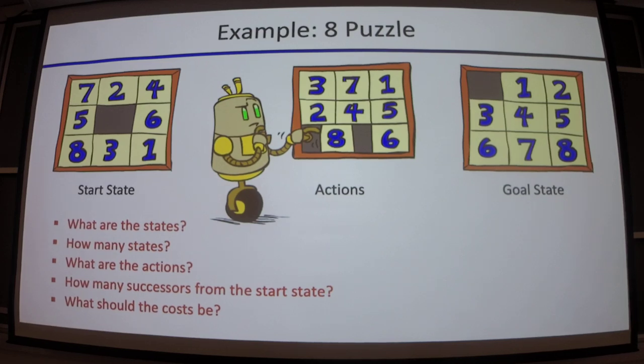What are the states? What would be a good abstraction for the states here? Just some instance of the board, right? Some setting, right? How many states are there? A lot. Yeah, a bunch. I'll leave you to compute the actual amount. What are the actions? What's the set of actions?